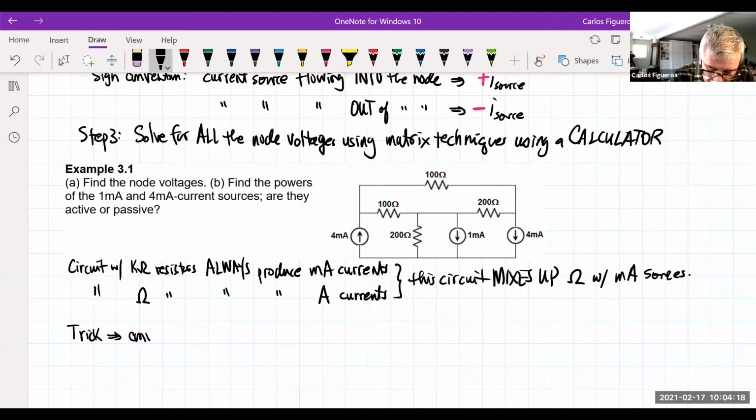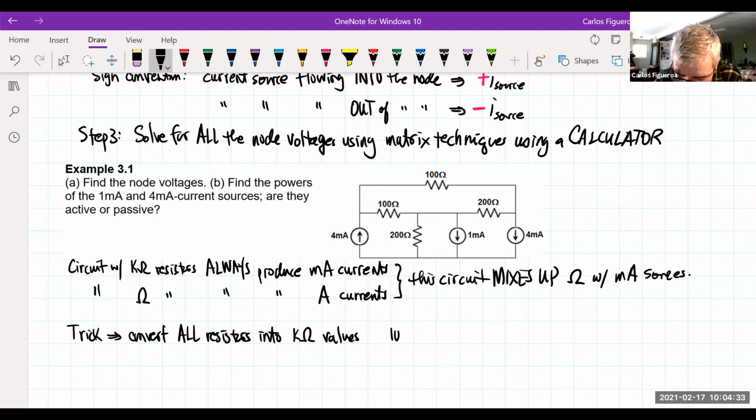The trick here is to convert all resistors into kilo ohm values. In other words, when I look at the 100 ohm, I'm really going to write this as 0.1 kilo ohms. The 200 ohms, I'm going to write this as 0.2 kilo ohms. And then when I go to calculate my voltages, you're going to find that the voltages are always going to be in volts.